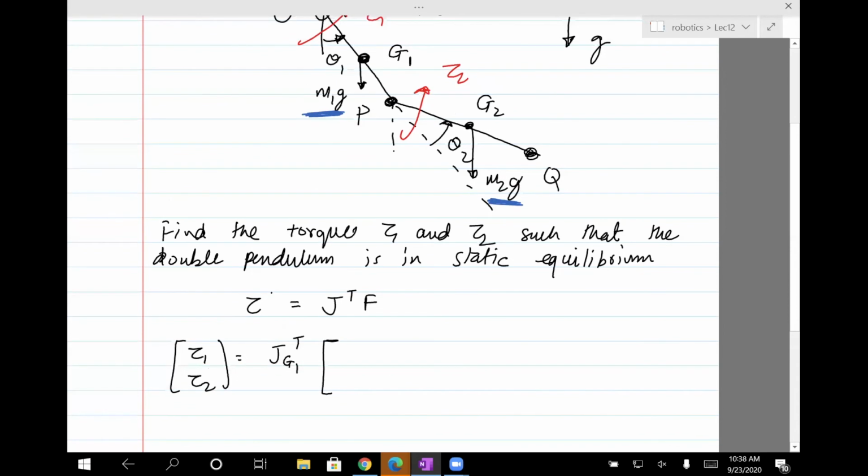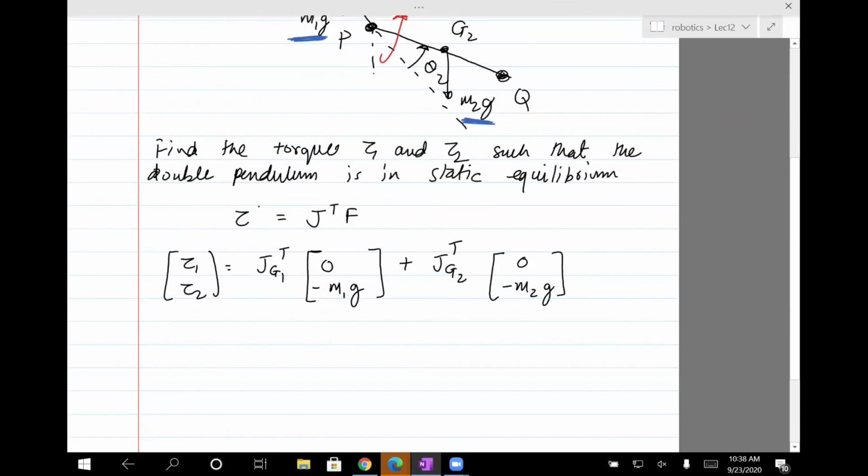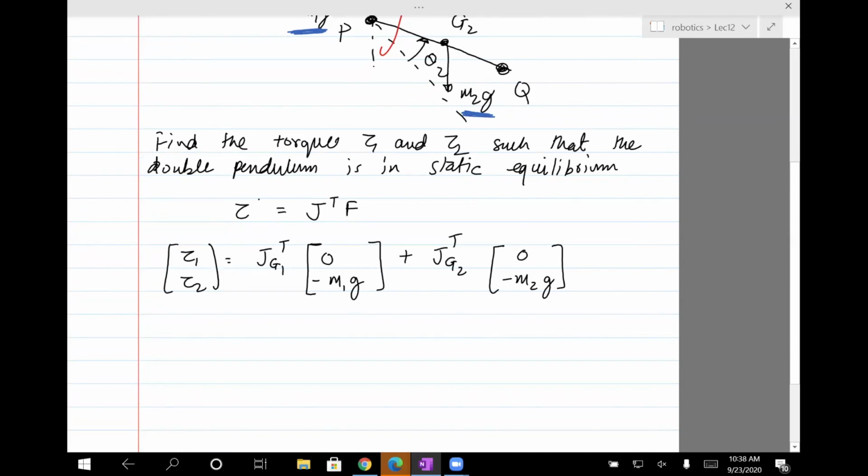The x component of that force is 0 because M1G only acts in the y direction. I put a negative sign to indicate it's in the negative y direction. And then I have J of G2 transpose times 0, minus M2G. Okay, so what remains is just to find the Jacobian of G1 and the Jacobian of G2.